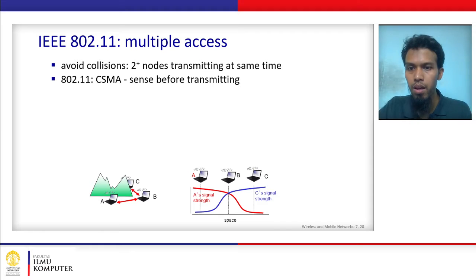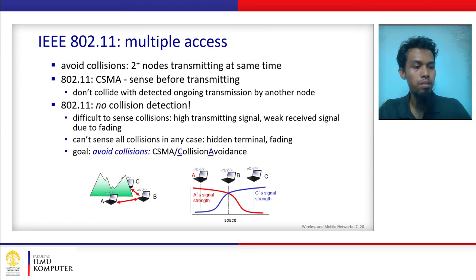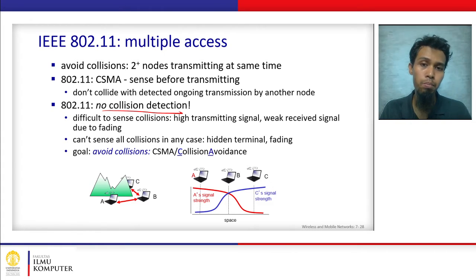As we have learned in the previous chapter, CSMA senses the channel before transmitting, and then there will be another mechanism to avoid collisions. In 802.11, we cannot do collision detection. Why? Because it is difficult to sense collisions. Unlike cable networks, where a collision can be propagated through the cable, in wireless the transmitted signal is very weak, and as it propagates it becomes weaker.